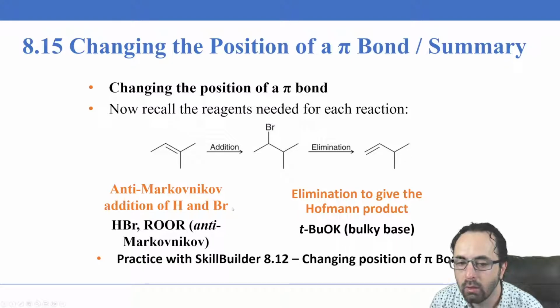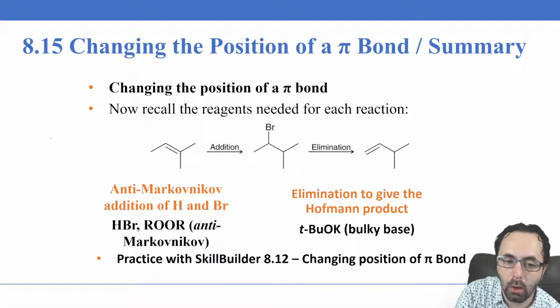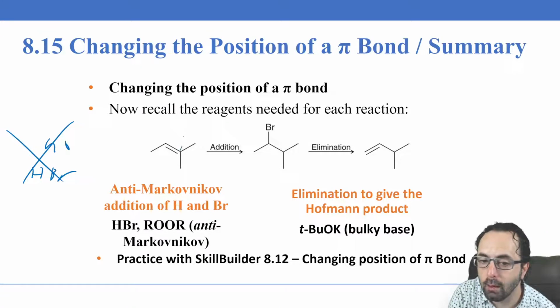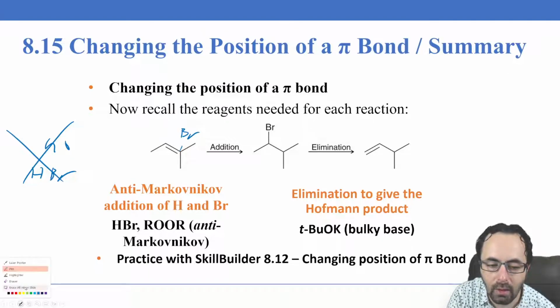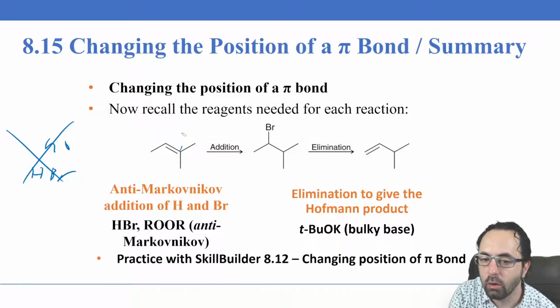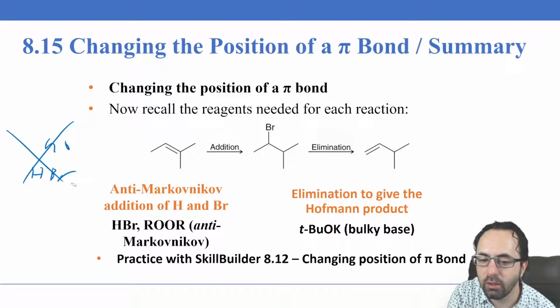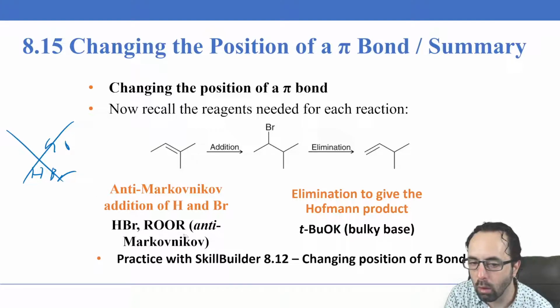Okay. So in order to do the anti-Markovnikov addition, we cannot use HBr. HBr won't work. We can't do that because that would put the bromine right here. But we don't want the bromine there. We want it at the anti-Markovnikov position. So to do the anti-Markovnikov addition, we use HBr, but we use it with ROOR. So no HBr straight. It's HBr with ROOR, right?